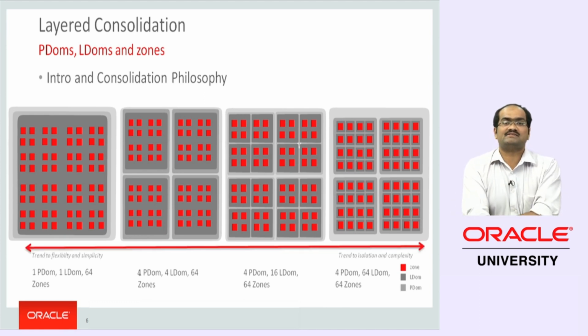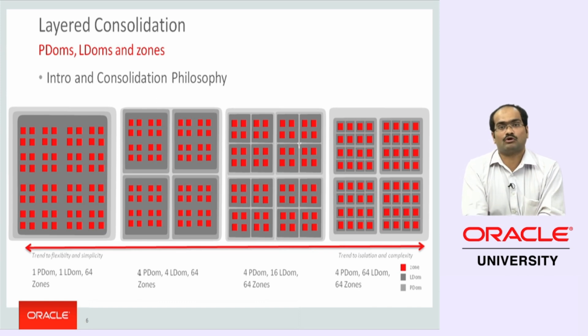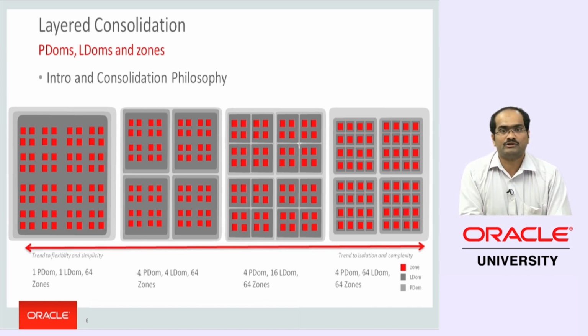The left side gives you more flexibility and simplicity, and the right side gives more isolation, more virtual environments you can run, and more resource configurations coming into the picture, and it's a more complex configuration as well. Depending on one's requirements, it can be modified as needed.